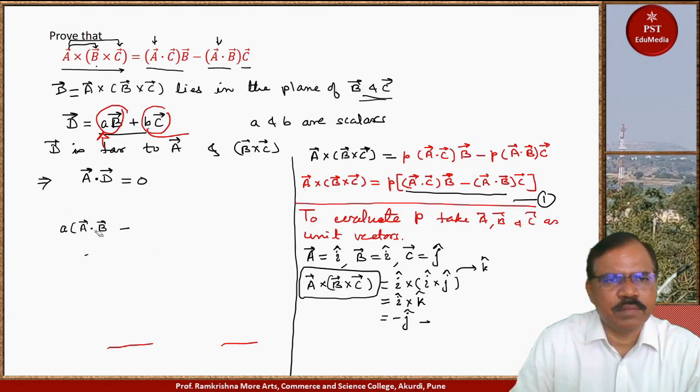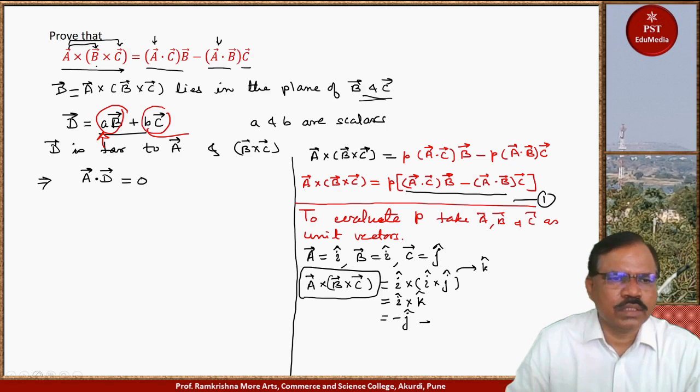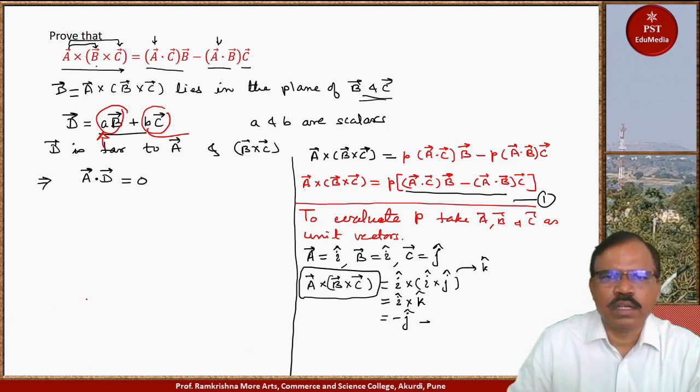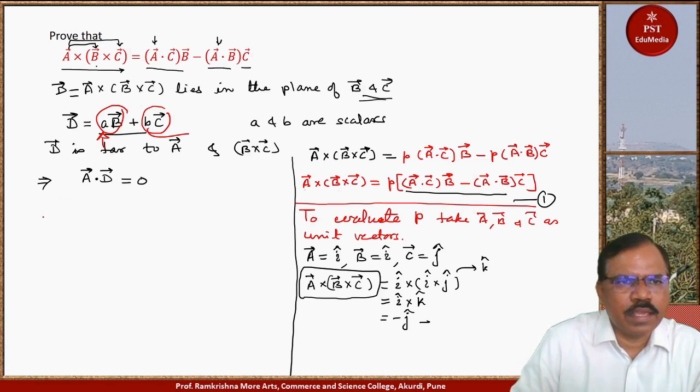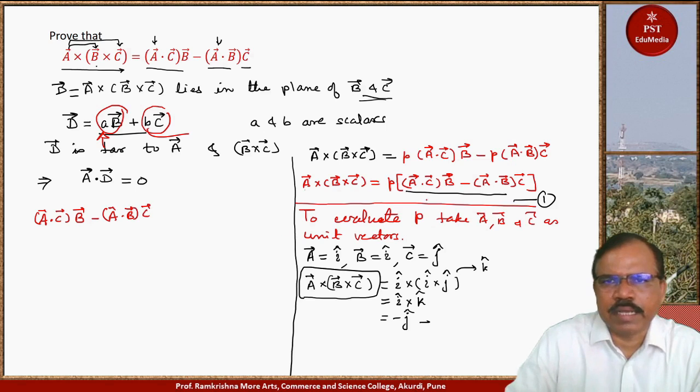I will make here place. So here now take A dot C multiplied by B minus A dot B multiplied by C, this bracket.